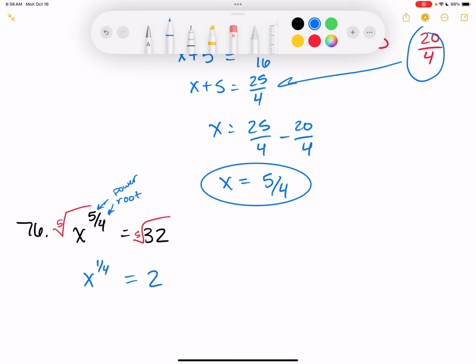So now the 1/4 means I had taken the 4th root of that. So if I want to undo a 4th root, I would need to do what? How did I undo a square root? Power of 4. Yep, I'm going to raise it to the power of 4. So I'm taking both sides and raising them to the power of 4. On the left, I'm now left with just an x. 2 to the 4th is what? 16.